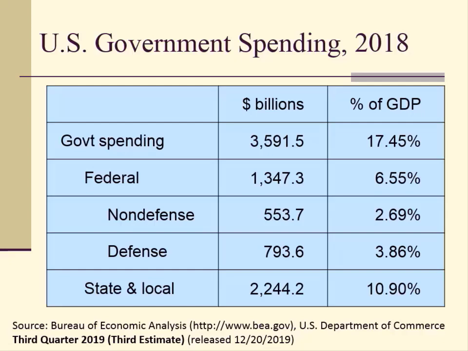And federal divides into two big categories, non-defense versus defense. Non-defense was approximately $553.7 billion, approximately 2.69% of GDP. And defense was $793.6 billion, approximately 3.86% of GDP. State and local, that is municipal government spending, was approximately $2.2442 trillion, approximately equal to 10.90% of GDP in 2018.